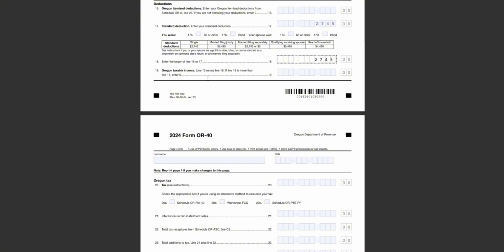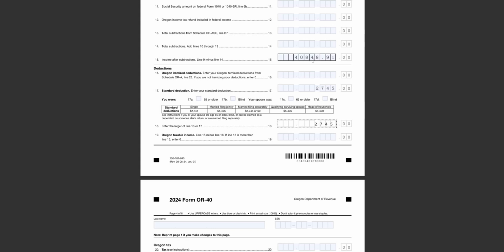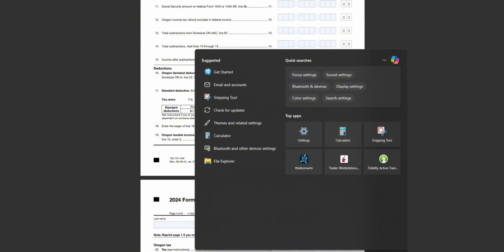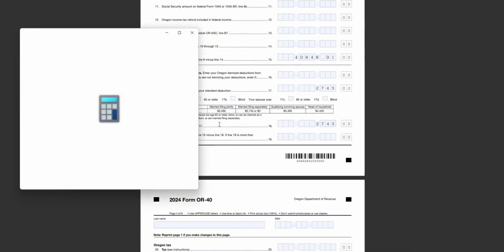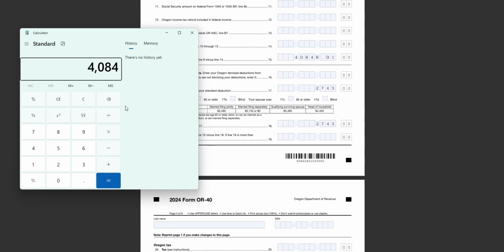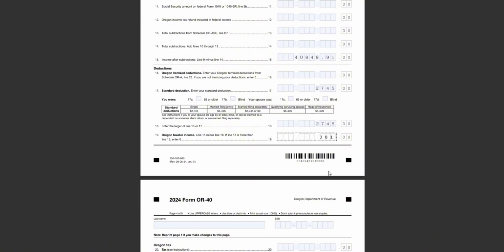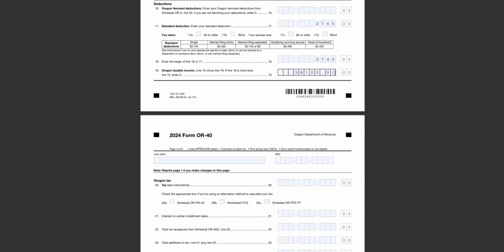All right, and then it's asking line 15 minus line 18. So we're taking $40,848 and we're going to subtract the standard that they're allowing me to use in the state of Oregon. So let me get my calculator. We got 40,848.91 minus 2,745, which gives me 38,103.91. And that is my taxable income. I'm going to round up in this situation because I don't want them to think that I have a taxable income of $3 million, because that's not true.